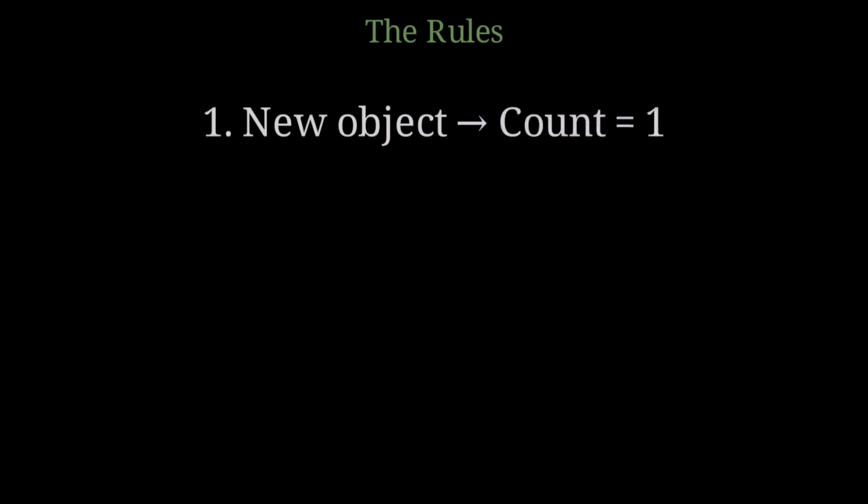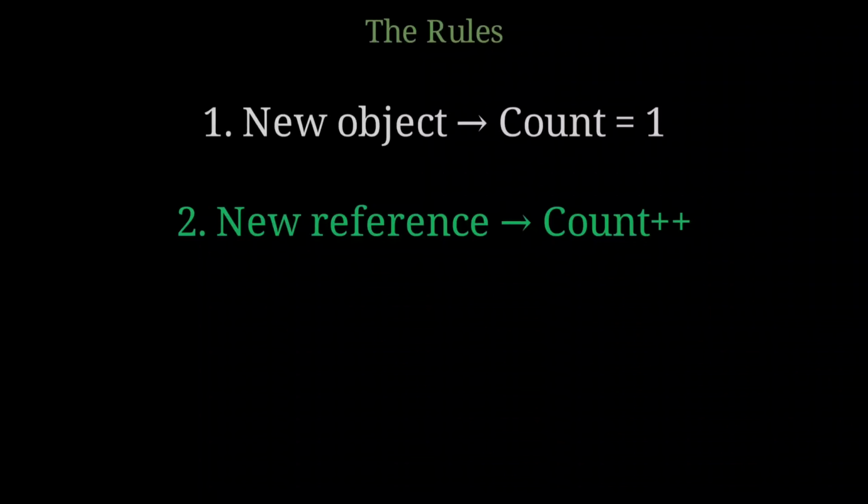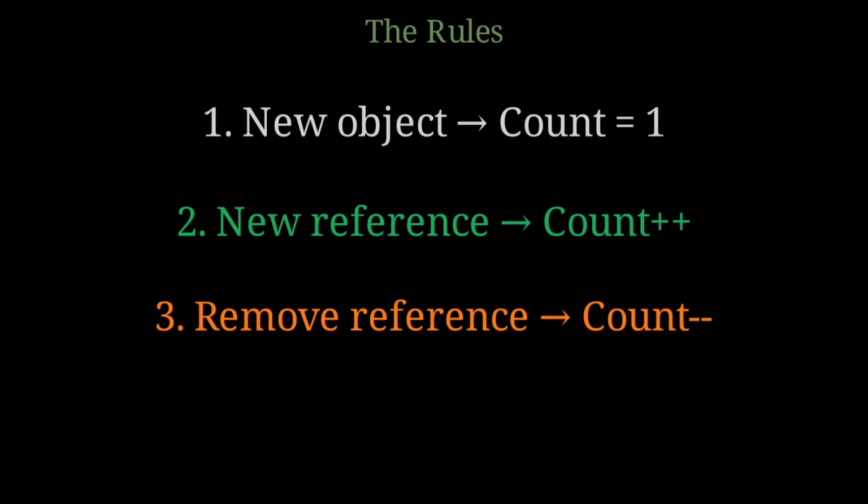Rule 1, when an object is created, its reference count starts at 1. Someone just created it, so there's at least 1 reference to it. Rule 2, whenever a new reference is made to the object, the count goes up by 1. We increment the counter. Rule 3, whenever a reference to the object is destroyed, the count goes down by 1.